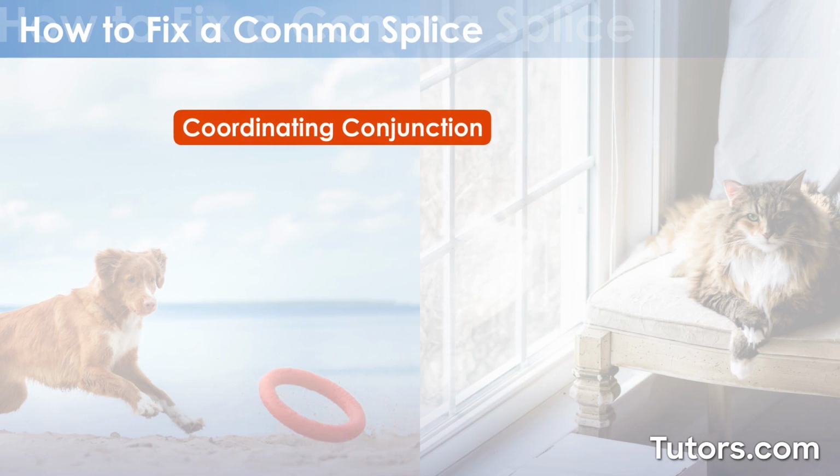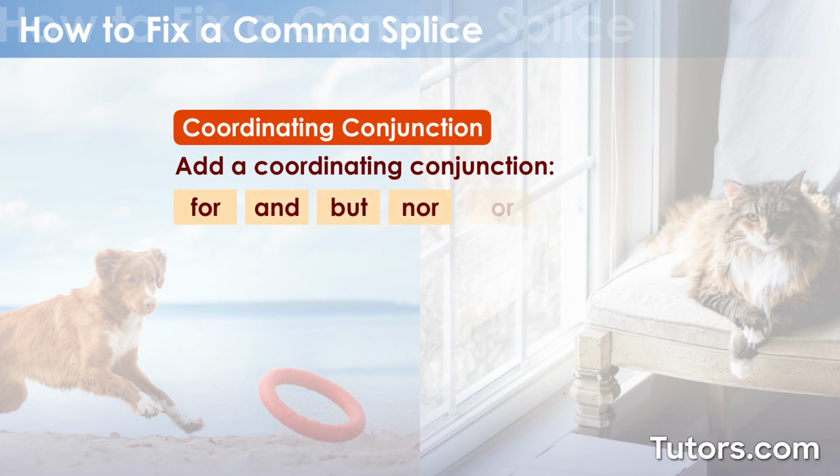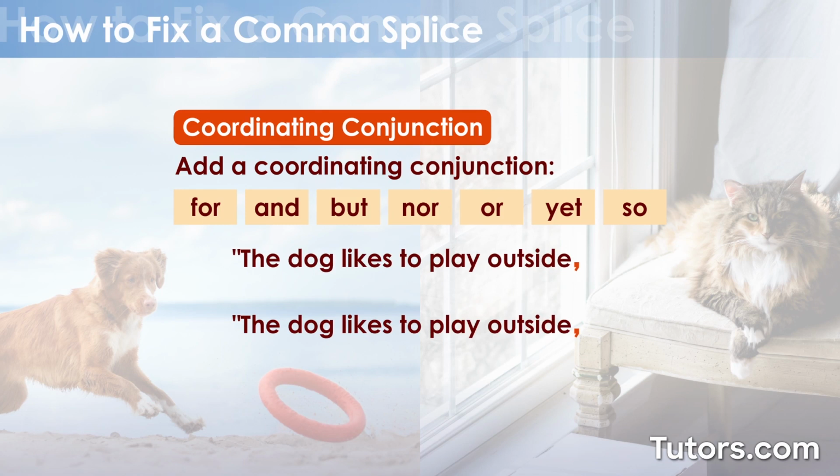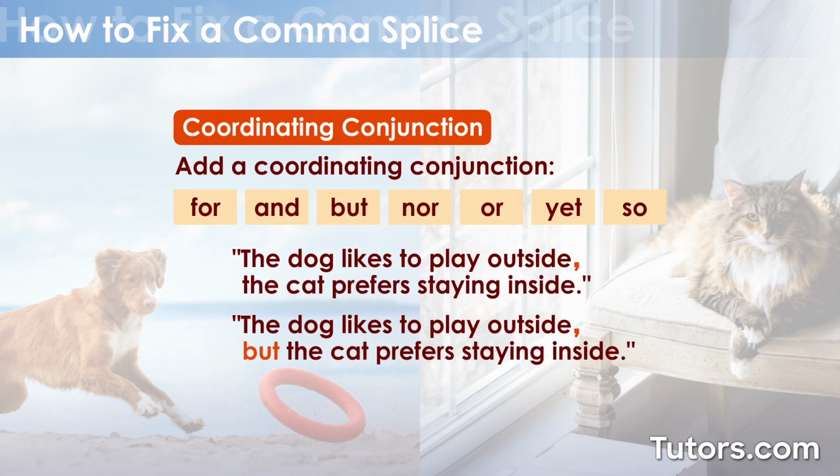Another way to fix a comma splice is to add a coordinating conjunction, such as for, and, or but after the comma splice. For example, the dog likes to play outside, but the cat prefers.